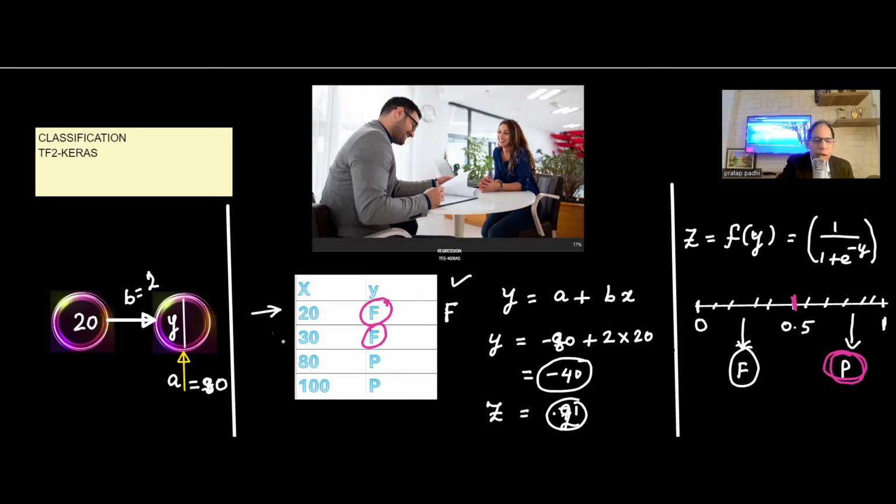Then we'll go to the second row. You have to input now 30 here. Write 30 here in X. I'm changing. Are you marking? 30 multiplied by 2, 60. 60 minus 80, minus 20. Minus 20 when you put here, you will get, again, a number less than 0.5. Double awesome.